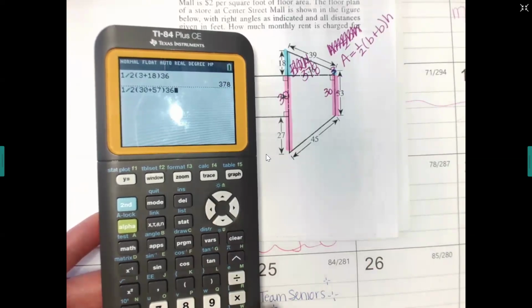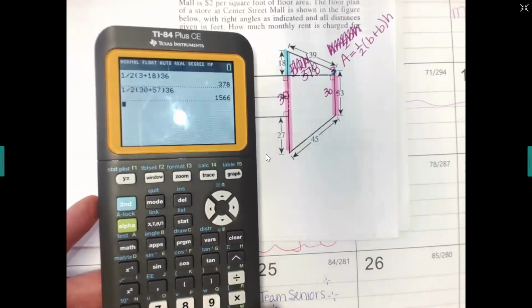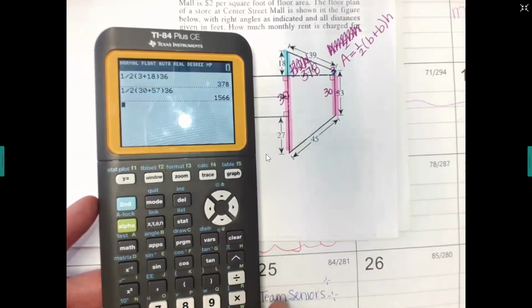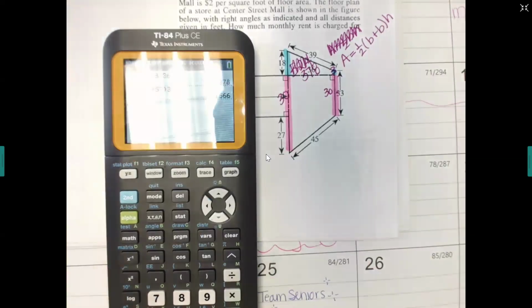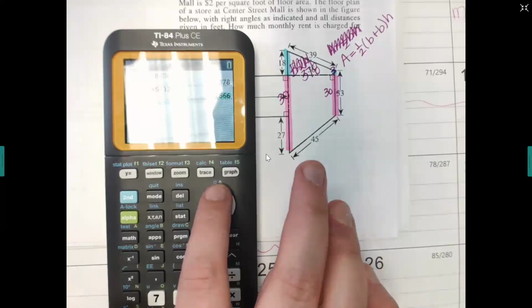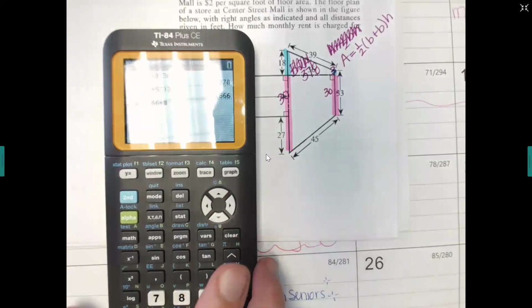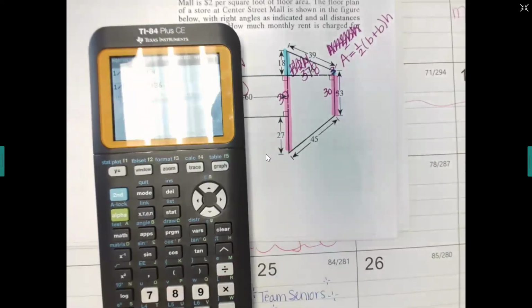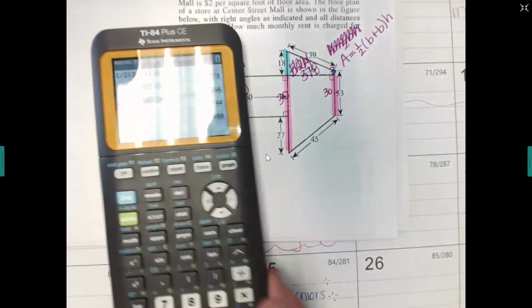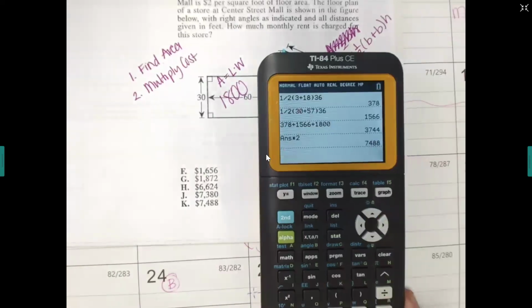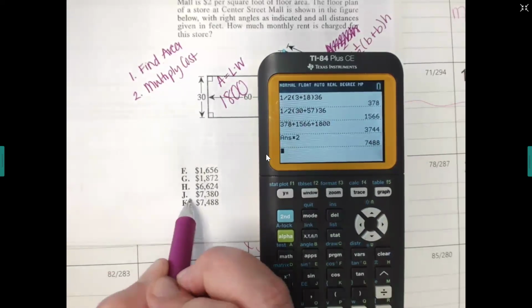So it'd be like that. Okay, so we got 1566, and then we're going to add up those three numbers and then multiply by the cost. Now, if you didn't hear what Nate said, rather than breaking this up into two trapezoids, he just did one big trapezoid. That probably is easier. Smart. Yep, he's smart. He's the smartest. Okay, plus this number right here, and then plus 1800. Then from there, we're going to times by 2. So we get 7488, which is answer choice K.